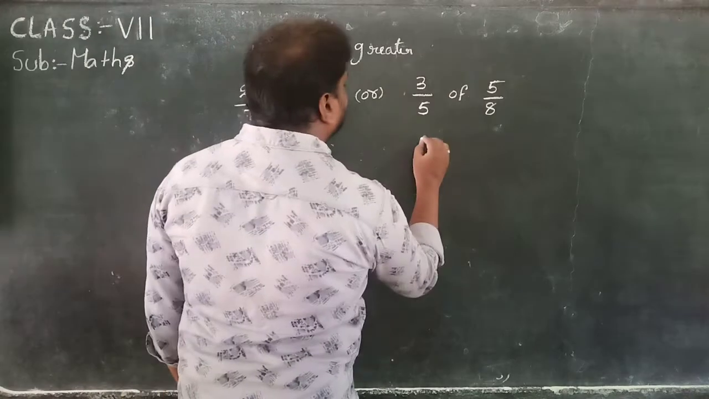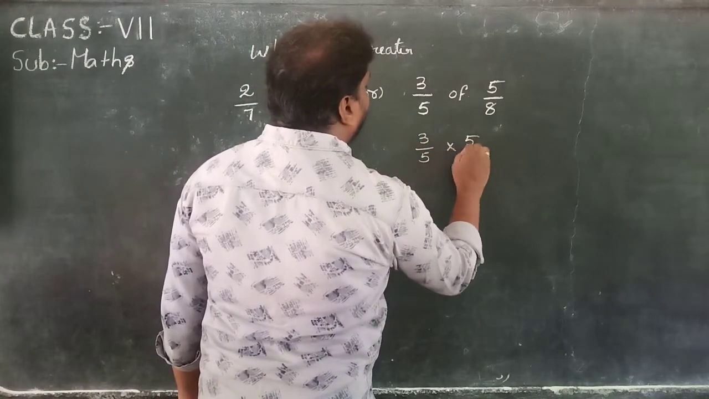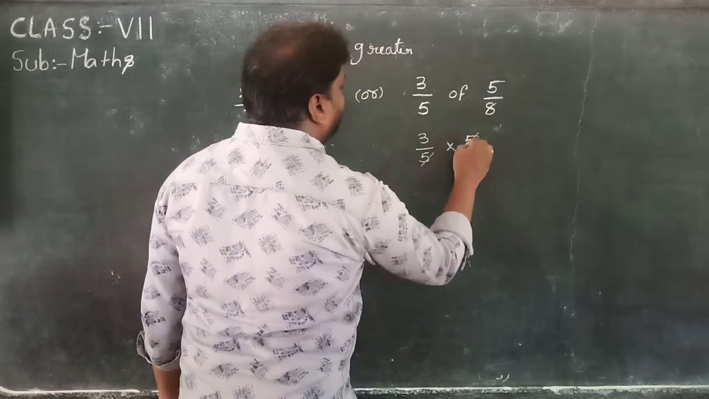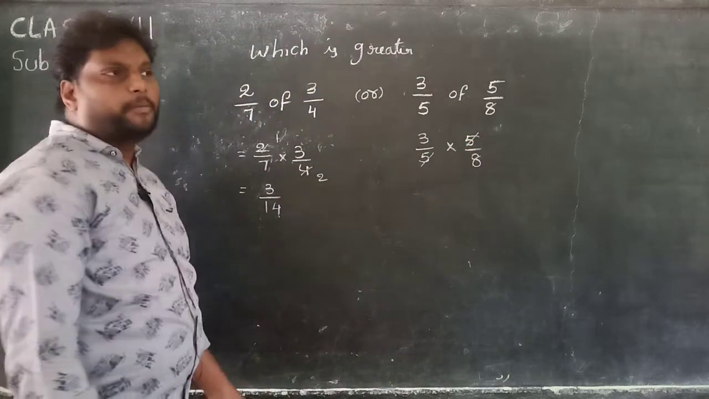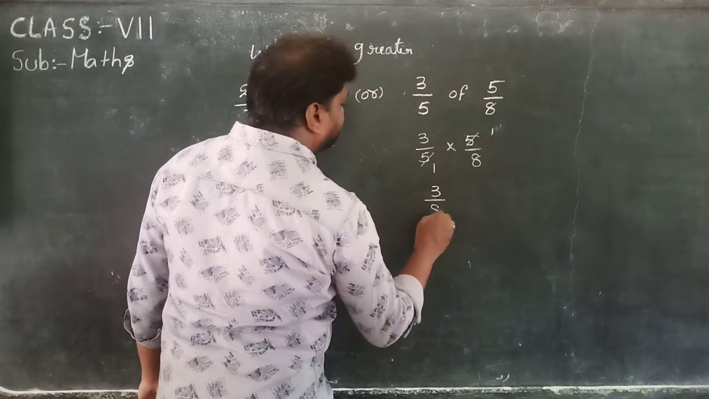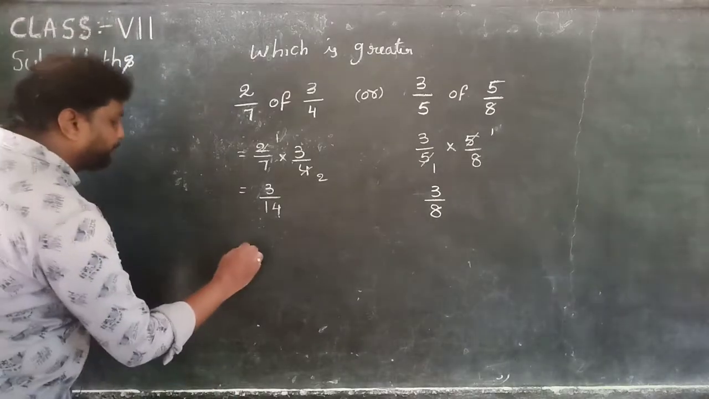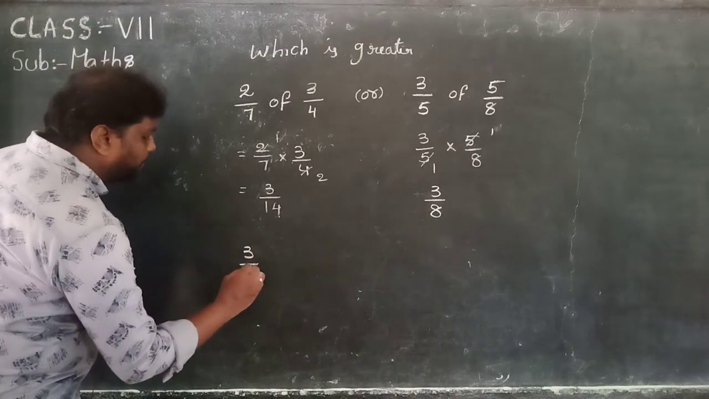Next here 3 by 5 into 5 by 8. Do cancellation. Why? Because 5 is in the numerator position and the denominator position, so cancellation is possible. Then 3 by 8 will come. Here 3 by 14 and 3 by 8. Actually the answer is 3 by 14 and 3 by 8.